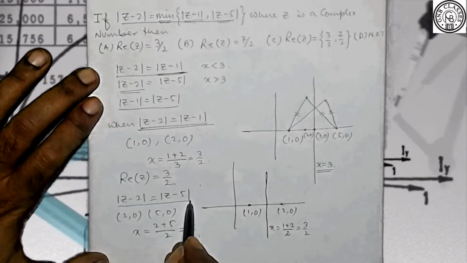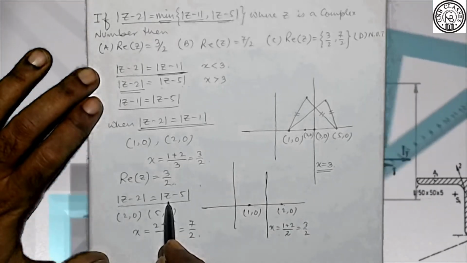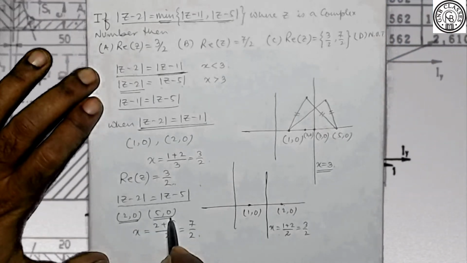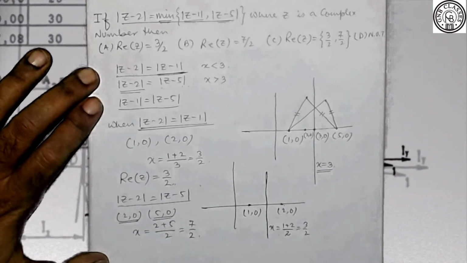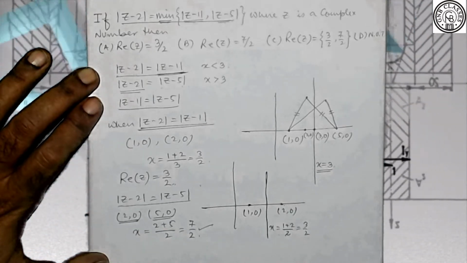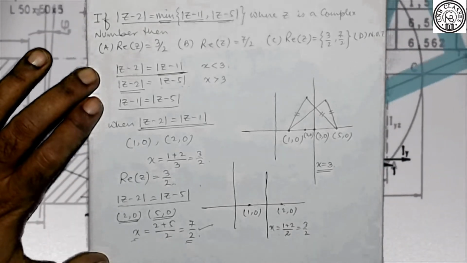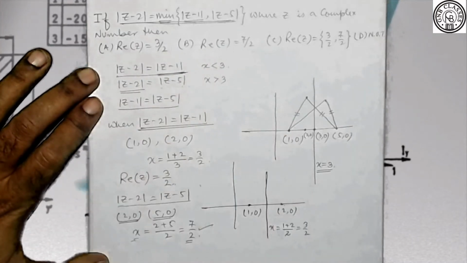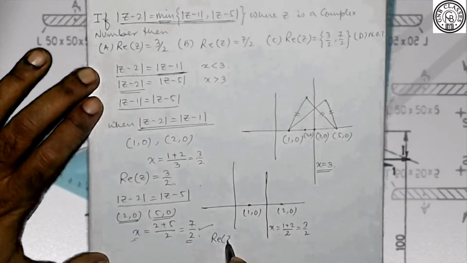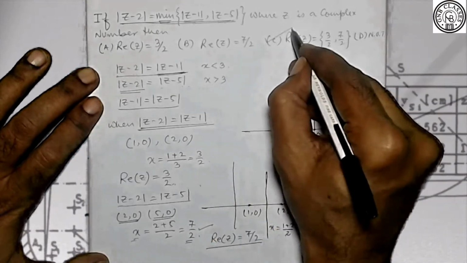Mod of z minus 2 equals mod of z minus 5. The variable point z will lie on the perpendicular bisector of the line joining 2, 0 and 5, 0. The equation of the perpendicular bisector of the line joining 2, 0 and 5, 0 is nothing but x is 7 by 2. That is, the real part of the complex number will take the value 7 by 2, which at the same time will satisfy the given condition. Yes or no? Therefore, the real value of z can be 7 by 2 also. Okay, hence option C will be correct.